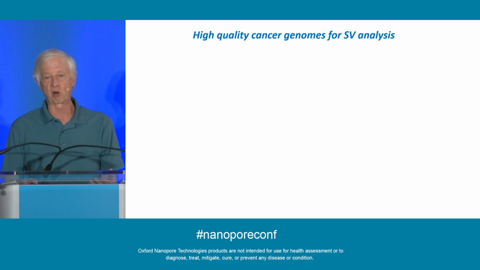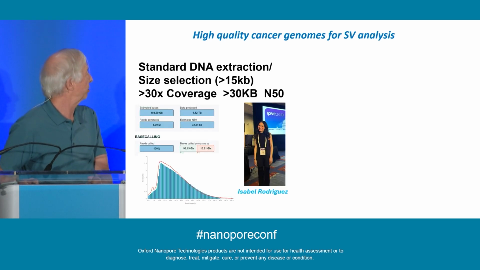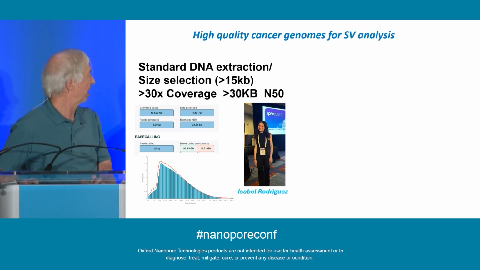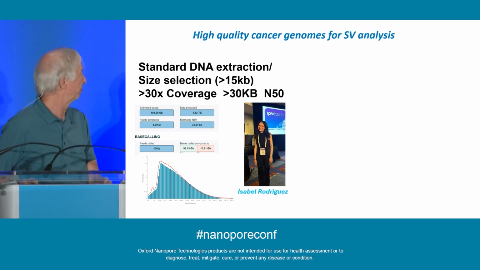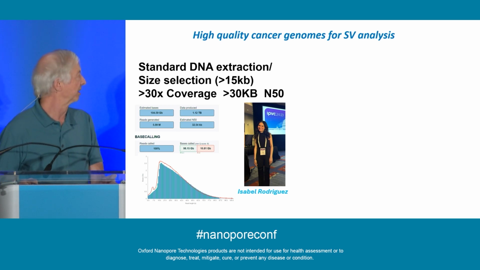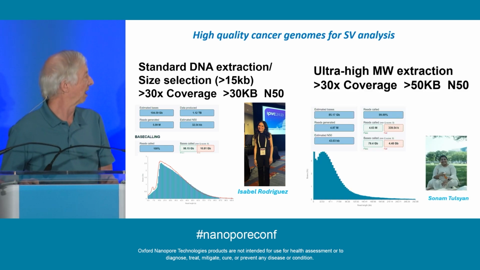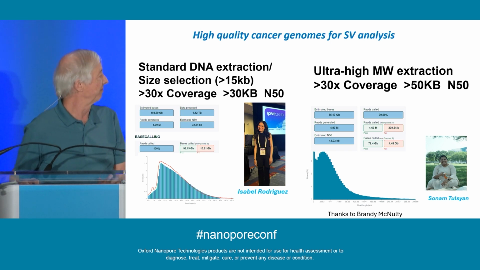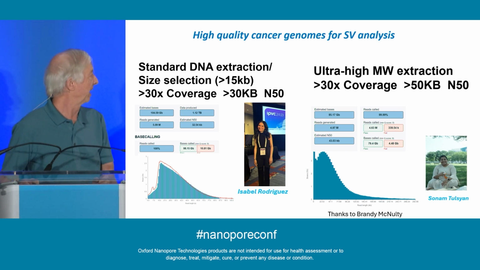So to identify structural variants, we need the highest quality cancer genomes. For about 2 years, Isabel Rodriguez in my lab has been optimizing methods. We settled on using standard QIAGEN extraction, selecting with BluePippin to get rid of molecules below 15 kb, and generating genomes from a single flow cell with 30x coverage and N50 of over 30. More recently, we've gone to ultra-high molecular weight extraction using a protocol from the MEGA lab. This is a simpler workflow, and we can get the same coverage with longer reads.